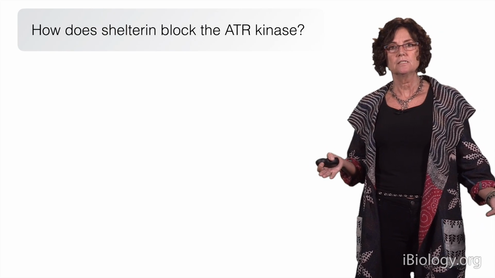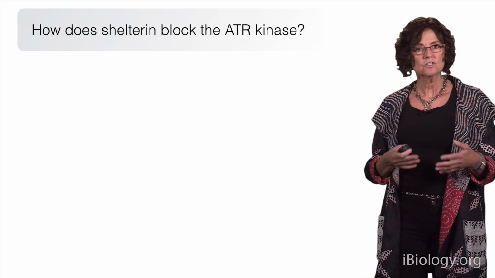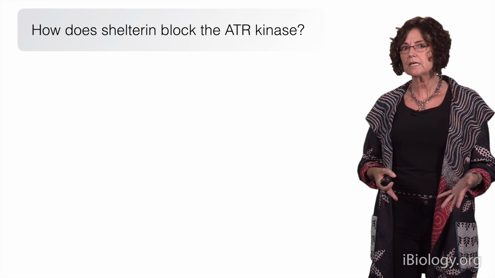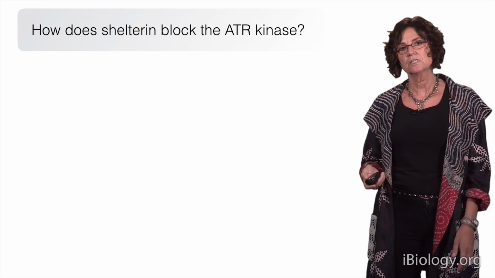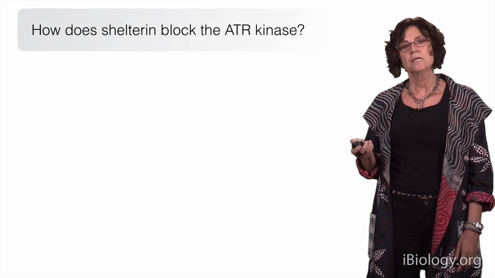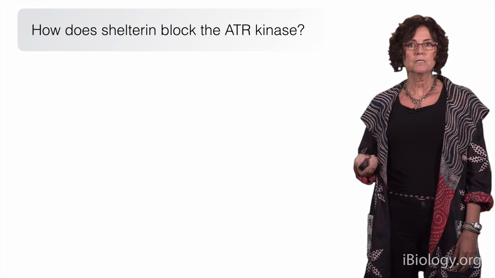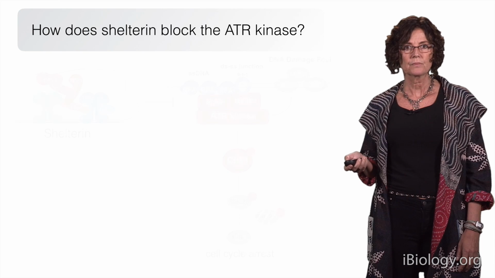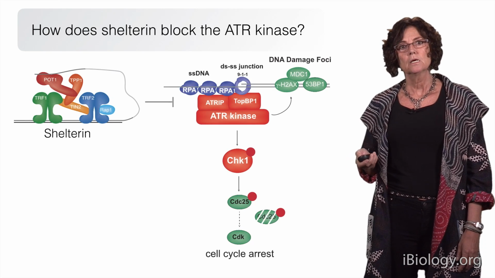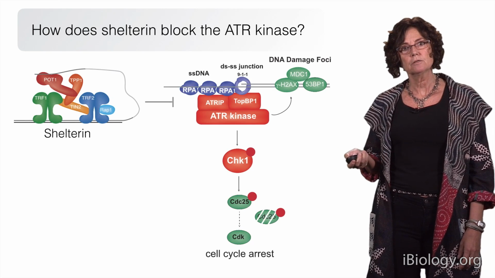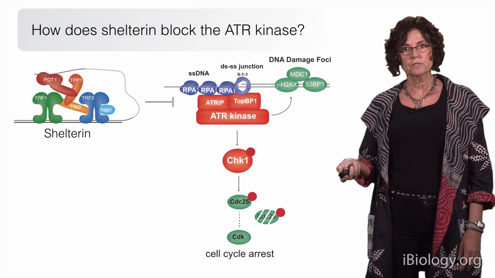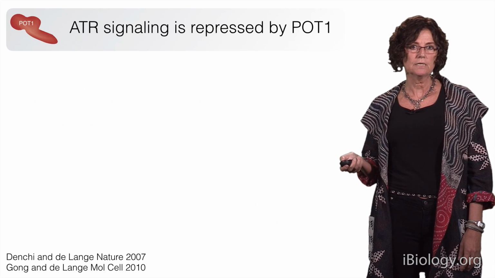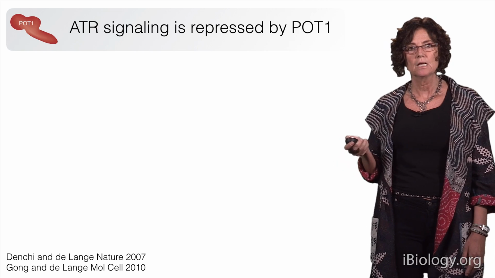What about the ATR kinase? Again, this is a very powerful kinase that could kill the cells if it was activated at the telomeres. It is repressed by another sheltering component. It's repressed by Pot1. So Pot1, the single-stranded DNA binding component in Shelterin, is the one that represses the ATR signaling pathway. How do we know this?